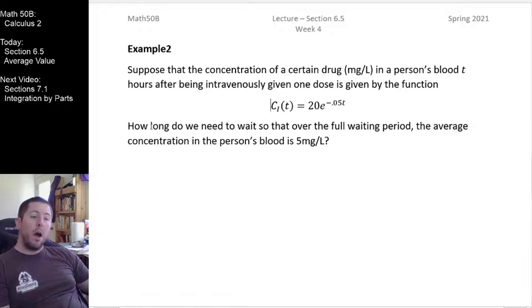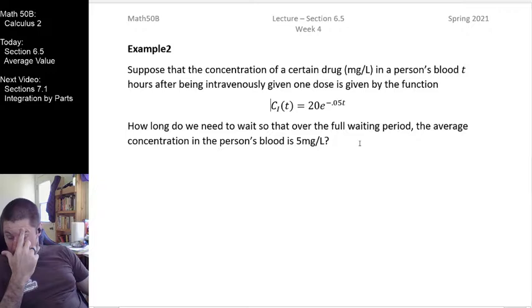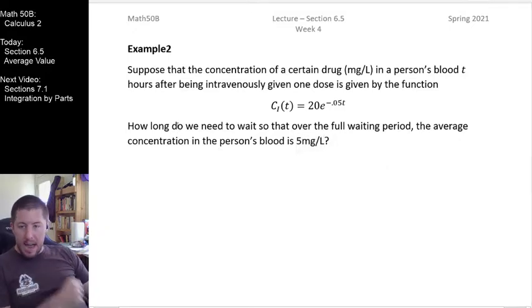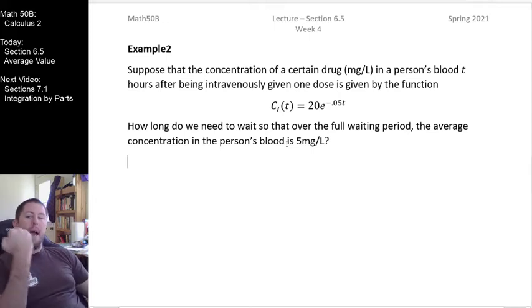What I want to know is how long we need to wait so that over the full waiting period, the average concentration is 5 milligrams per liter. Notice in this problem we've been given what the average is. The desired average is 5 milligrams per liter. What we don't know is the ending time, the upper bound on our time limit. So we're not solving for the average value. We've been given the average value, and we would like to back solve for what the upper bound time must have been.